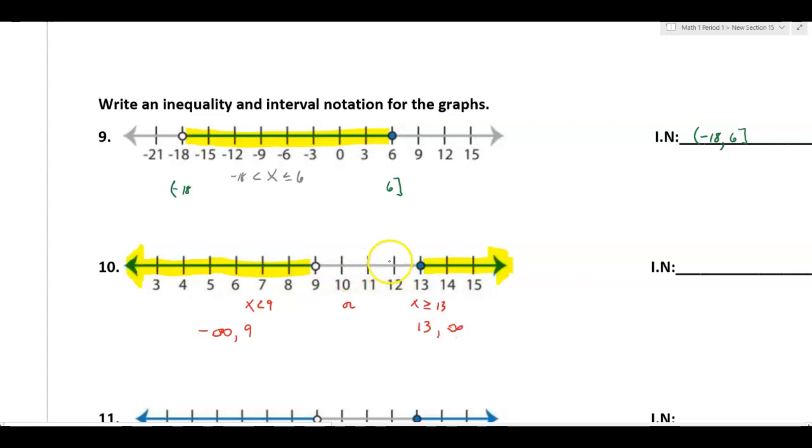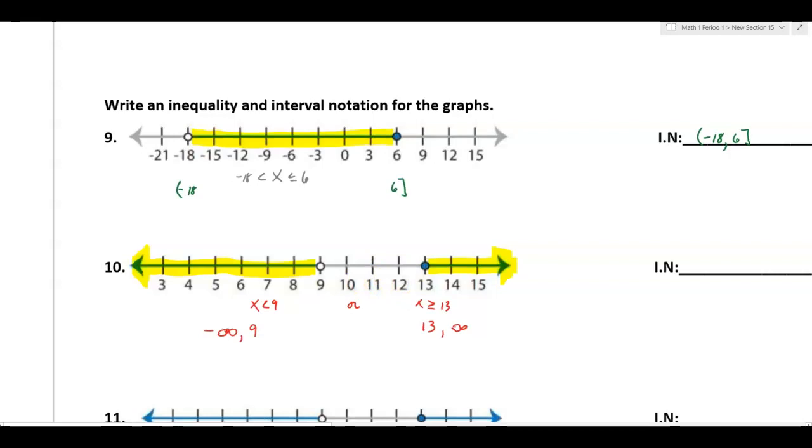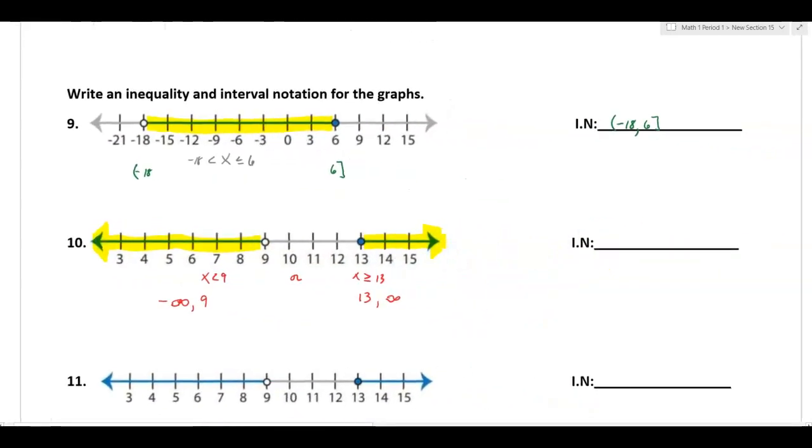So what happens here is, how do we represent the gap then? Well, when we write our interval notation, we start at -infinity. It stops at 9. Since it's an open dot on 9, we're going to use a round parentheses. But to connect these two solutions, we would put a union, and then it would be square bracket 13, and then it goes to positive infinity. So anytime we have an OR statement, we connect them with the union.